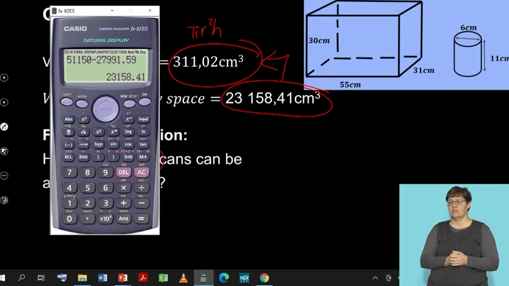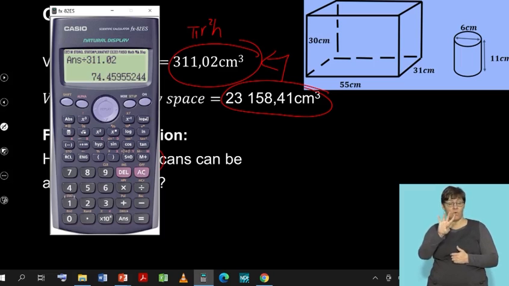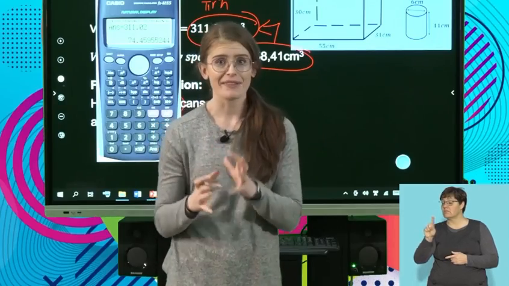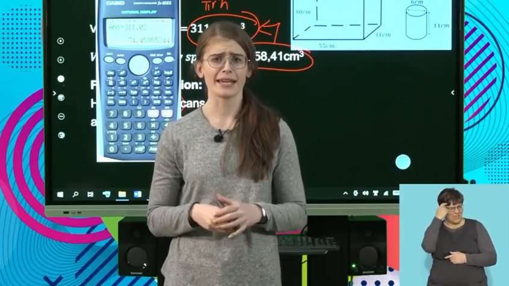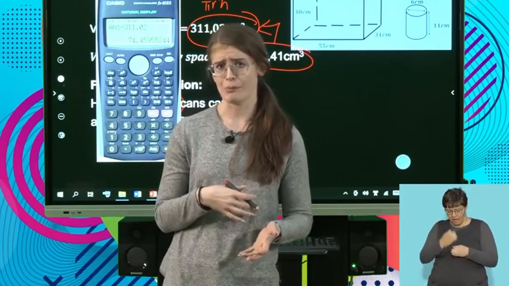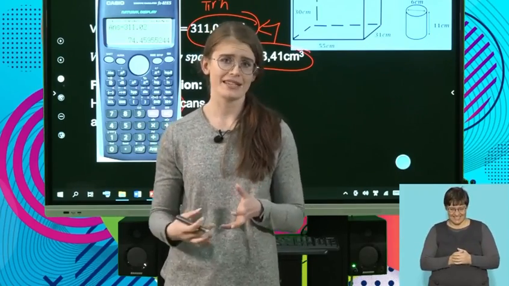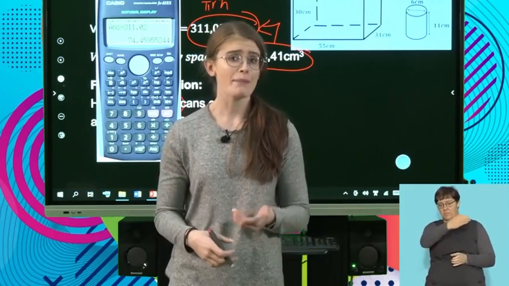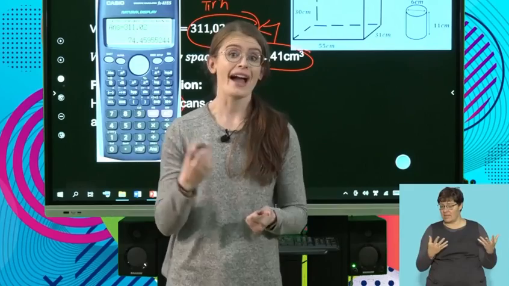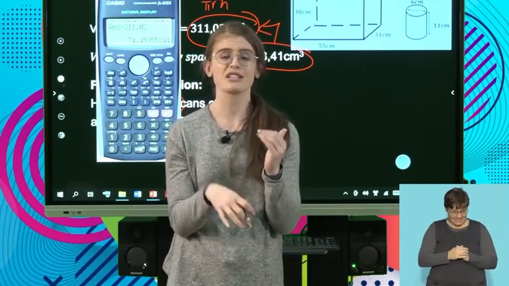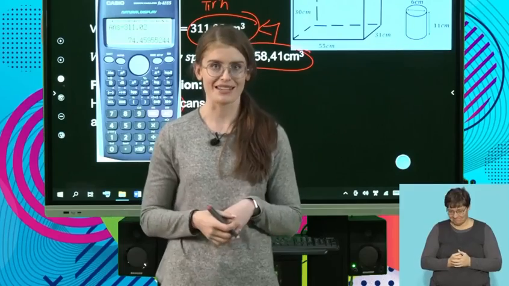So let's go back. We're going to have our empty space, which we've already got in our calculator, which is 23,158.41, and I'm going to divide that by 311.02, which is going to give me 74.459. But everyone, before I look at that decimal, we just have to think, can I put a fraction of a can into a box? No, I can't. So hypothetically, I could only fit the actual number of cans left into the box, because I can't fit fractions or decimals of cans into the box.